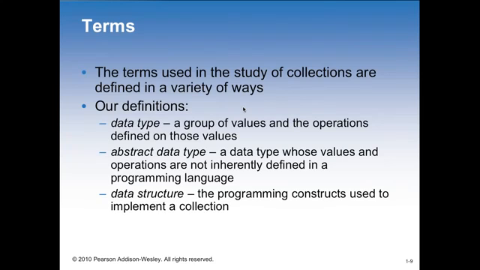So here's some terms. The terms used in the study of collections are defined in a variety of different ways, and I kind of talked about a little bit of these already. So here's some definitions to complete your vocabulary. The data type: a group of values, and the operations defined on those values. We have data types that we're storing in the collection normally. The abstract data type would be the collection. So the data type whose values and operations are not inherently defined in the programming language, which means if we're creating an abstract data type, it's a type we've created from built-in types normally.